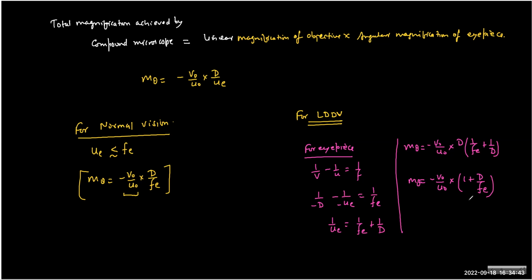So the angular magnification is achieved by the eyepiece and the linear by the objective. And so the formula is quite obvious. It should not bring a lot of difficulty to understand. Is this clear, guys? Yes, sir. I hope this is not very difficult. Okay. So we are done with the microscope part.